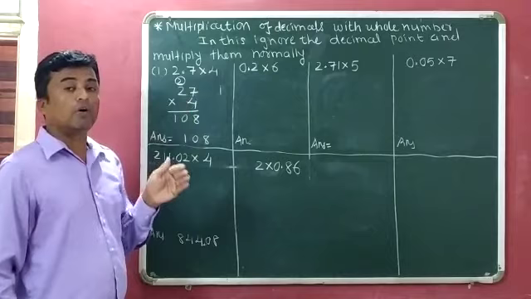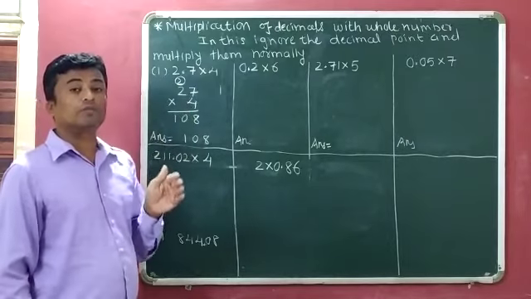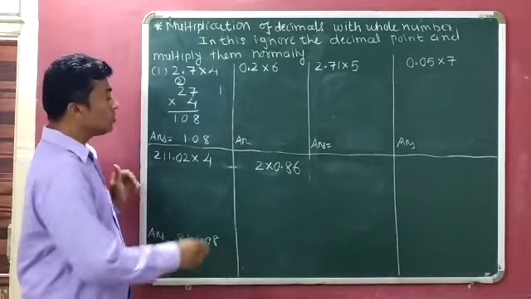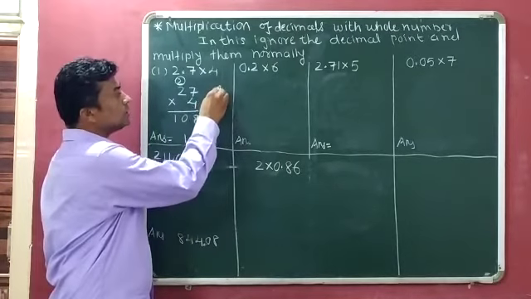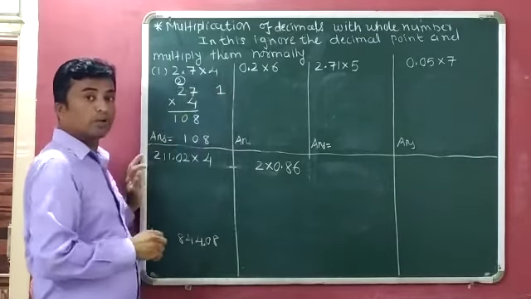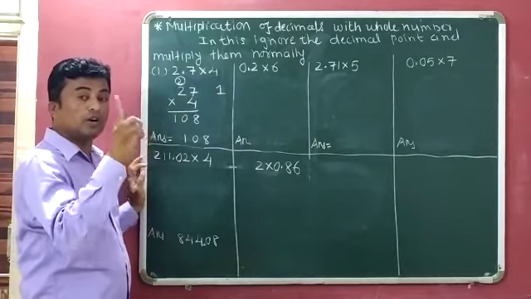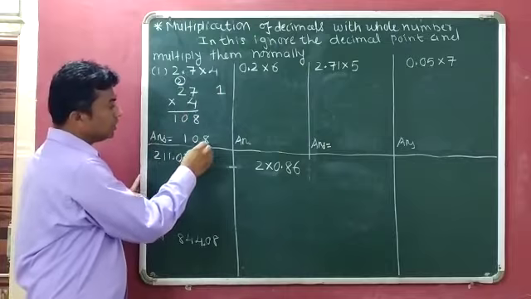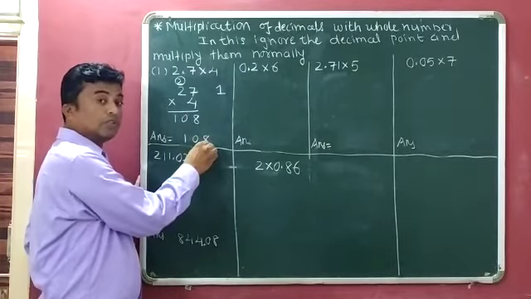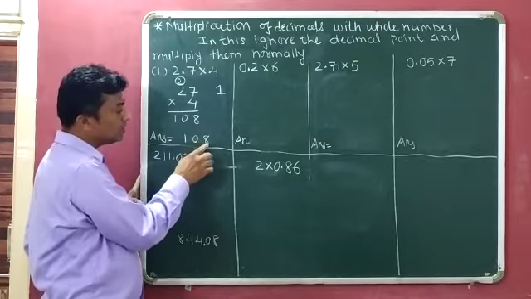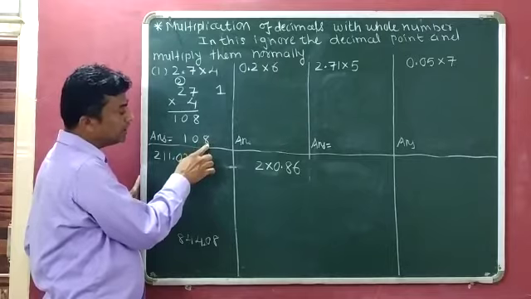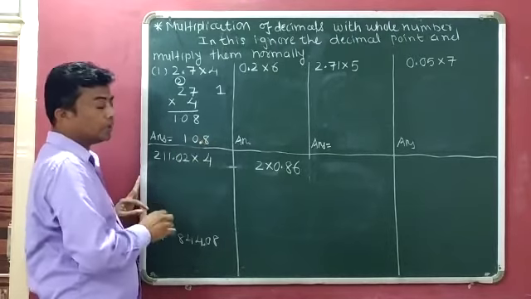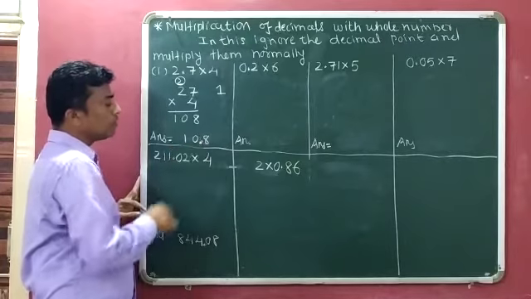Now see children, how can we write the decimal point in the answer? Here one digit is available after the decimal point, so we count one digit in the answer from the right hand side. We count one digit, 8, and we can write the decimal point here. So the final answer is 10.8.